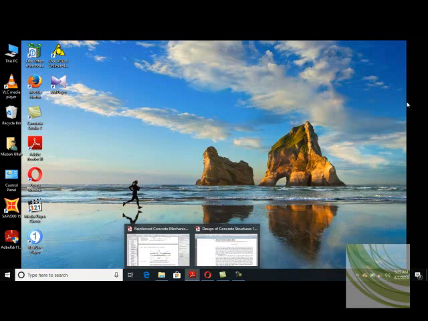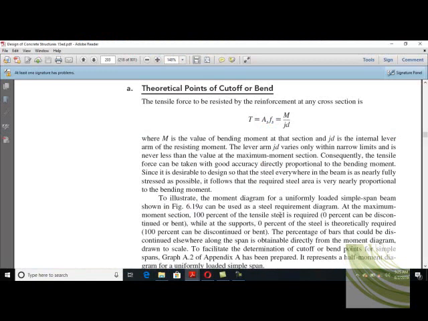In this lecture, we are trying to compare the remaining part of cutoff points and cutoff bars. So here we will discuss some theoretical approach which is explained in Nilson book, as well as trying to cover some theoretical portion of McGregor book. This is a continuation of that lecture 9.